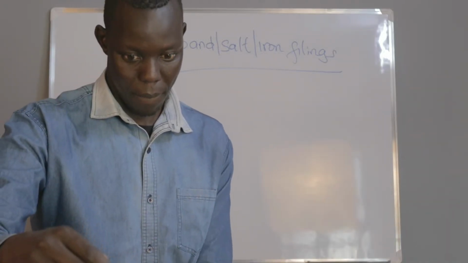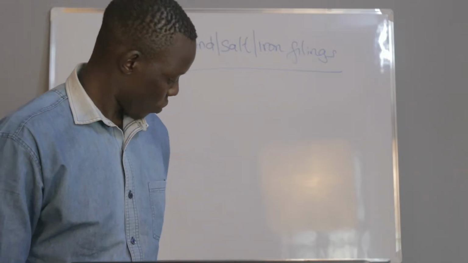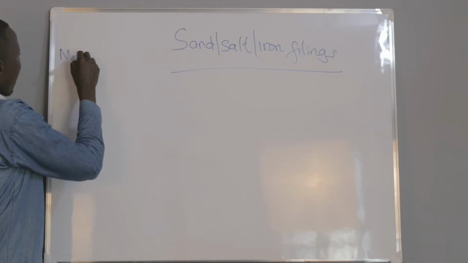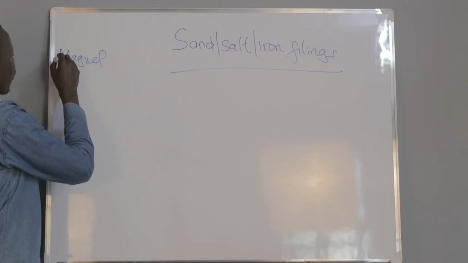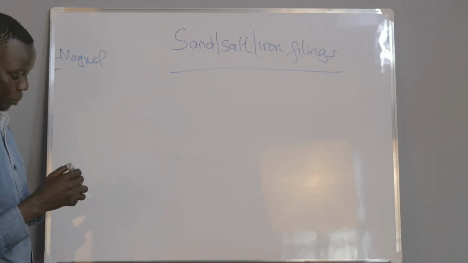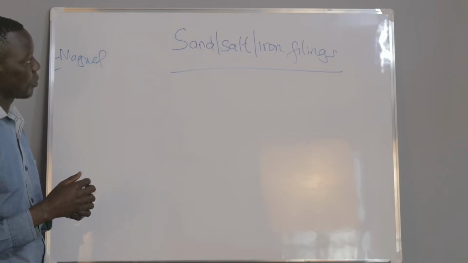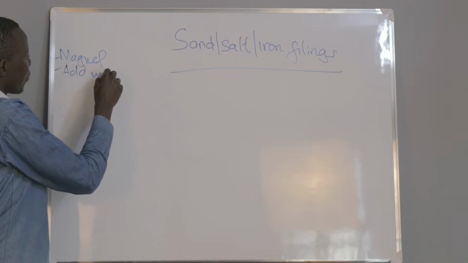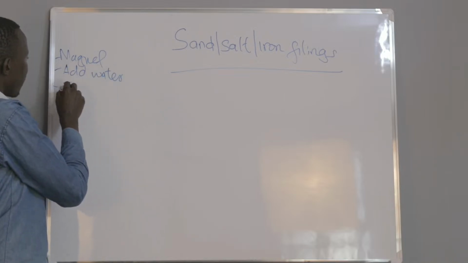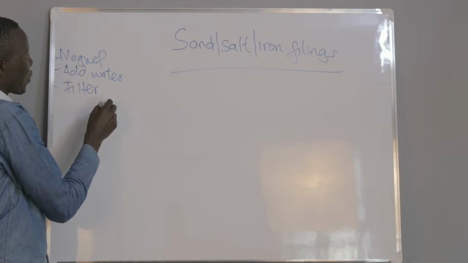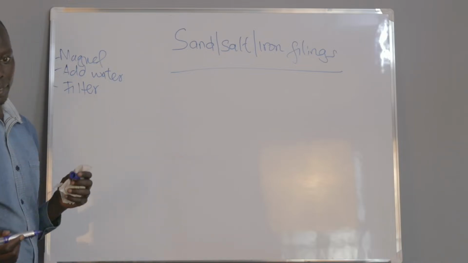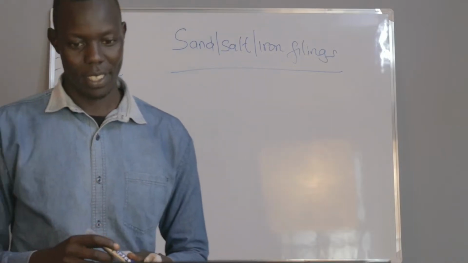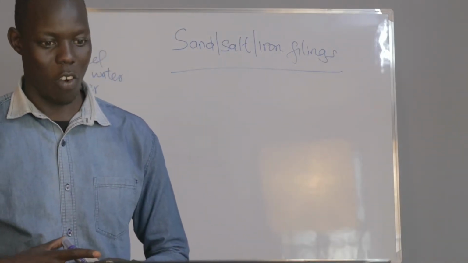First, we use a magnet to remove the iron filings. Magnet. Followed by? Then we add water. Then we filter, separating the sand from the mixture. From what specifically? From the water.